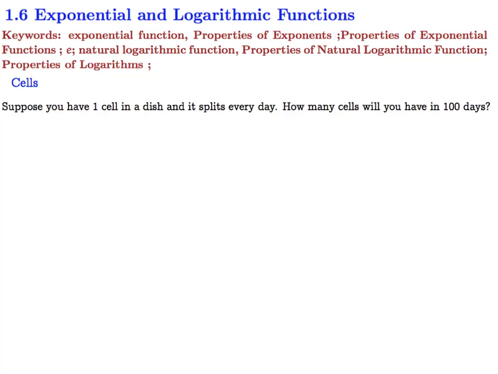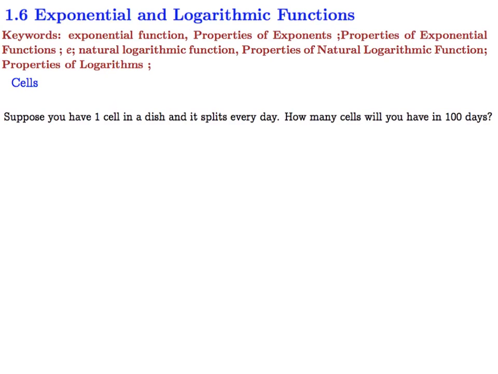So we have an example here that involves cells. It says, suppose you have one cell in a dish and it splits every day. How many cells will you have in 100 days? So what we have here is we're going to start on day 0, and we're going to start with just one cell. I know my cell looks like a 0, but this is really just one cell.